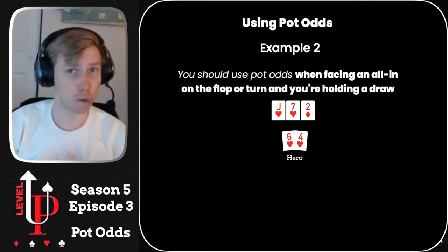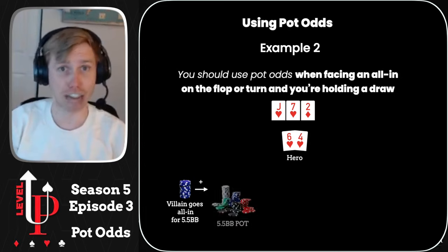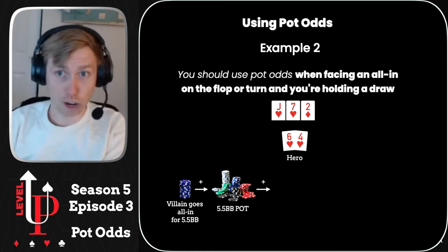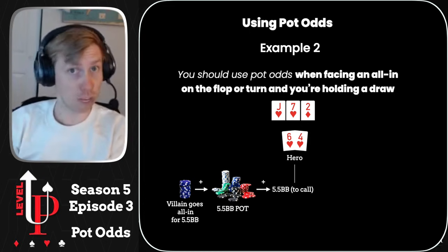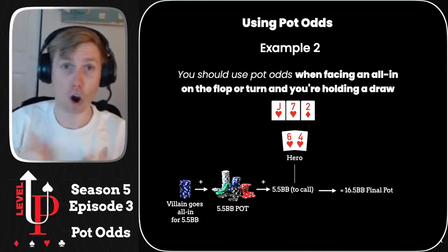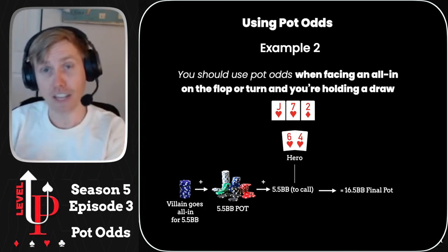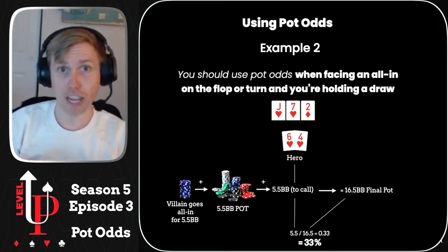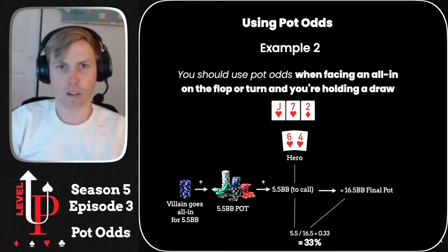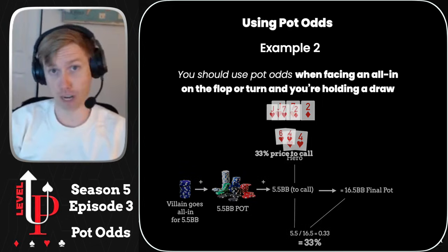You check over to your opponent and they go all in for 5.5 big blinds into a 5.5 big blind pot. So a full pot sized all in. Following our steps from earlier, we have to call 5.5, and should we call, there's going to be a total of 16.5 big blinds in the middle. Our 5.5 potential call over that final pot of 16.5 equals 0.33, aka you need 33% equity in order to profitably call this all in. So how often will you hit your flush, and is it at least 33% of the time?